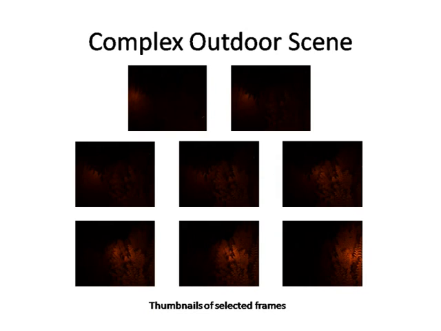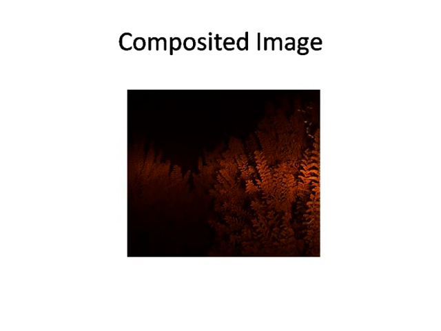Here are another set of frames of a scene illuminated by a surveillance light. The composited image shows some artifact at the right top corner due to the movement of the insects. This can also be avoided by properly detecting the insects in each selected frame of the video.